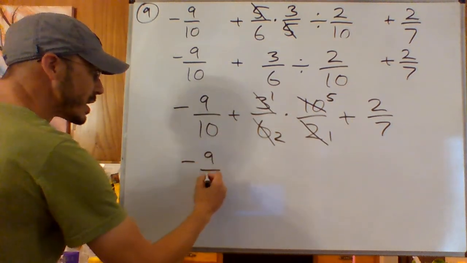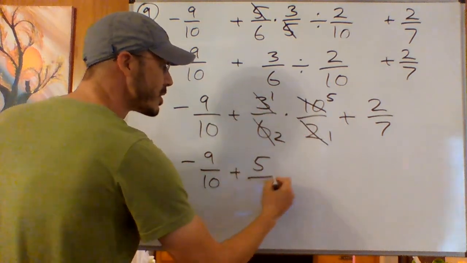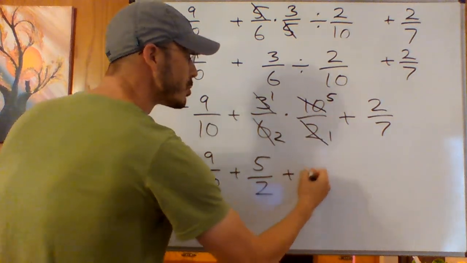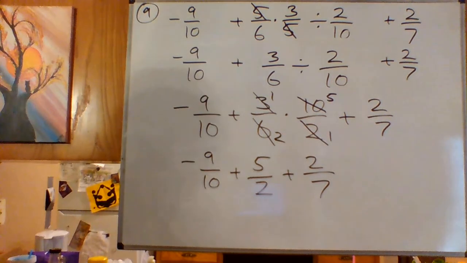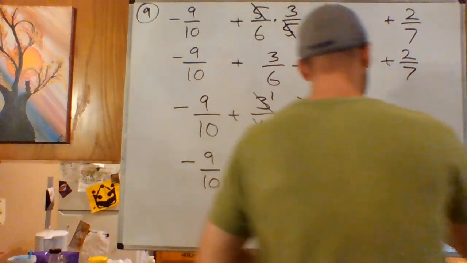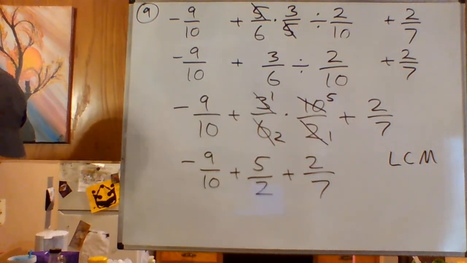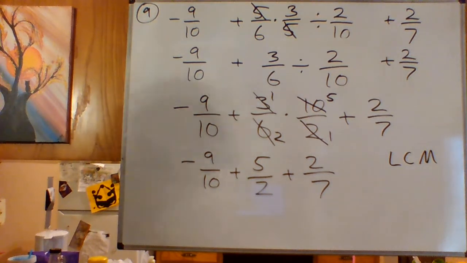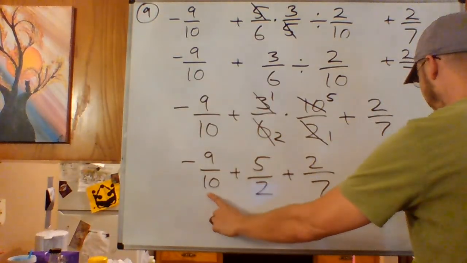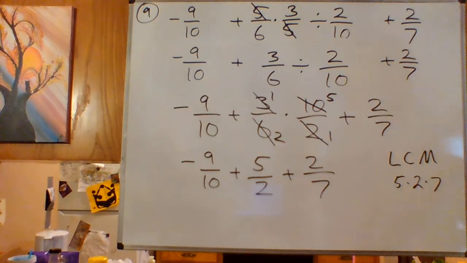So -9/10 plus 1 times 5 is 5, 2 times 1 is 2, plus 2/7. And now I'm ready to do my addition. Well, I need the LCM for this one because I've got 3 different denominators. And I'm going to need a factor of 5 and a factor of 2, and I already got a factor of 2, and a factor of 7. So 70 is the least common multiple.